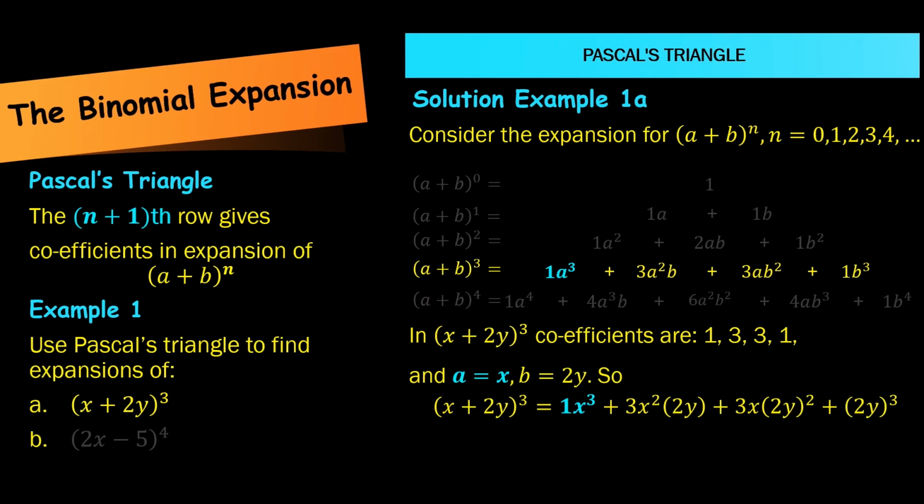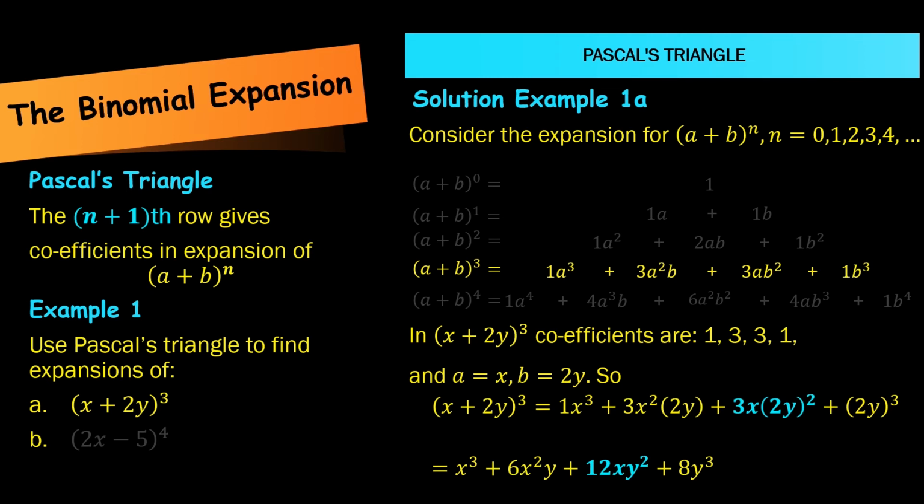And doing so gives us the expansion 1x cubed + 3x squared times 2y + 3x times (2y) all squared + (2y) all cubed. And tidying this up gives us x cubed + 6x squared y + 12xy squared + 8y cubed.